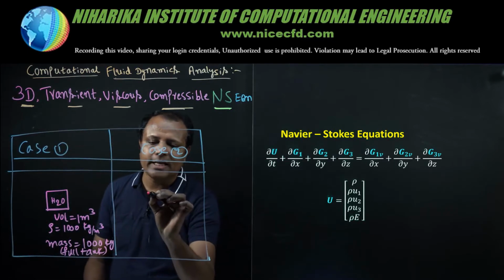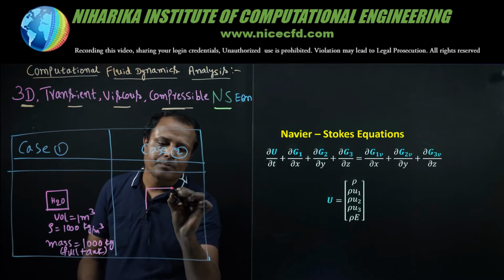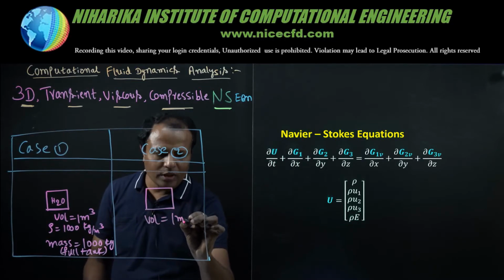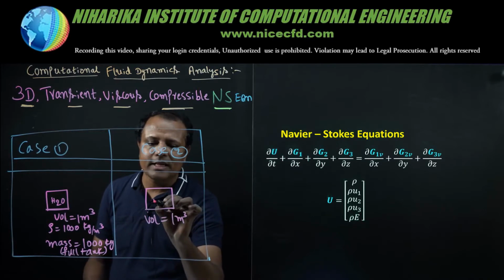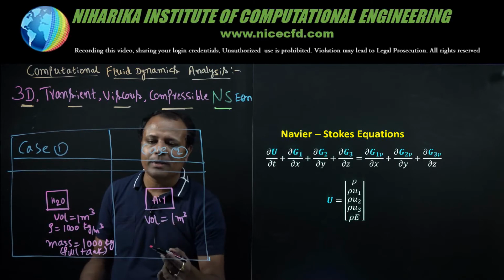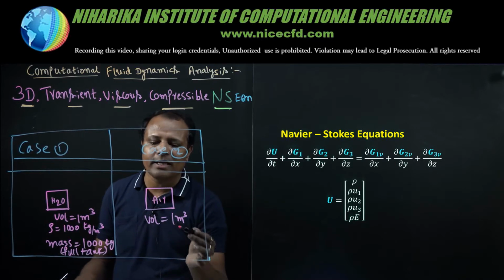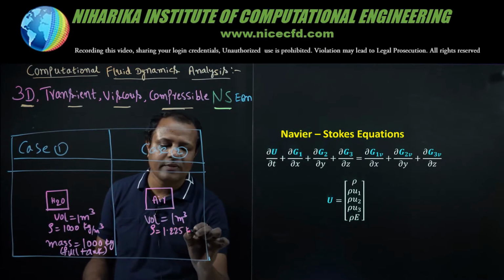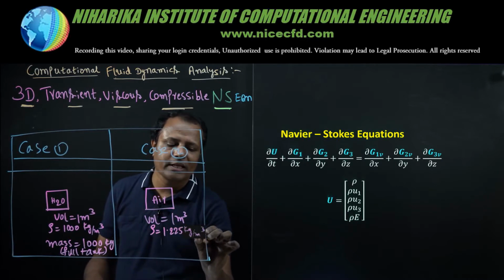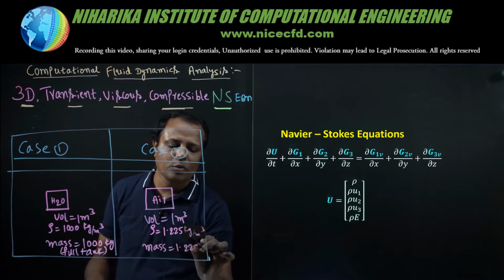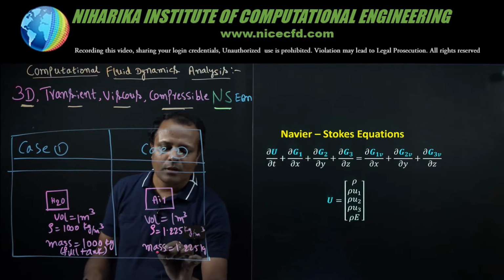Now in the second setup also, I will consider the same tank of volume 1 meter cube. In this case, the tank is filled with air at atmospheric pressure, because the empty space is occupied by air. What is the density at atmospheric condition or sea level? 1.225 kg per meter cube. Then what is the mass of air? 1.225 kg at atmospheric condition.